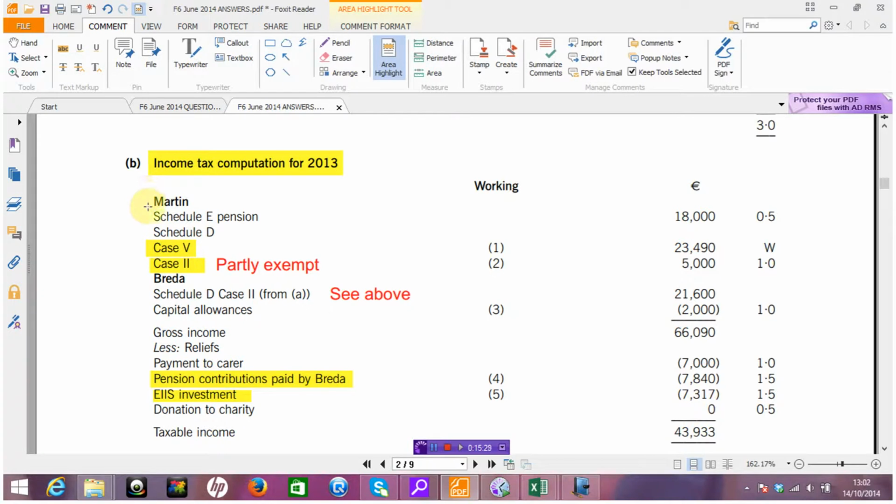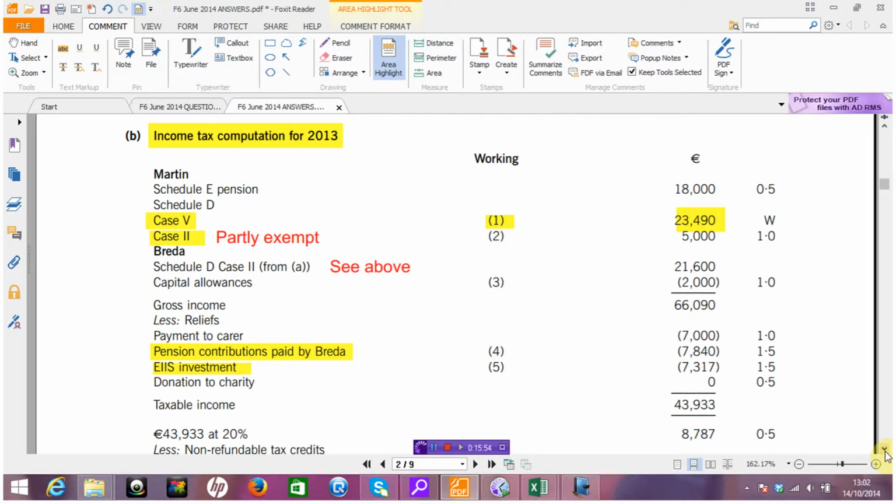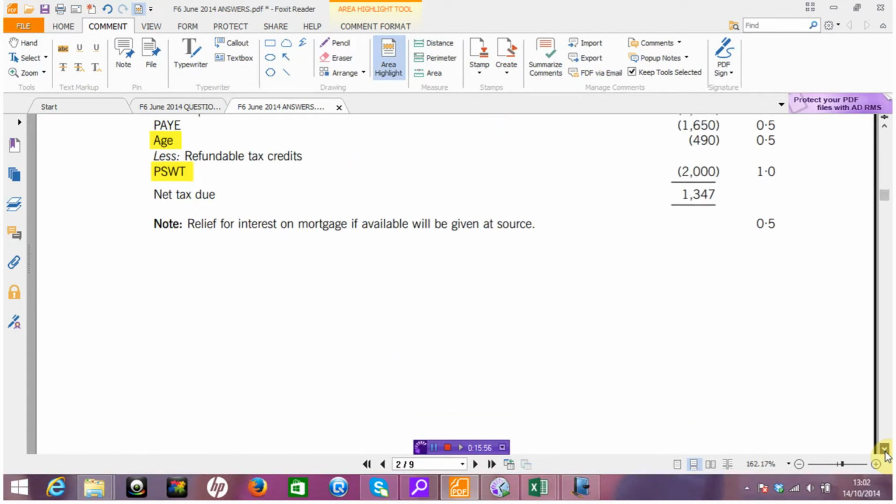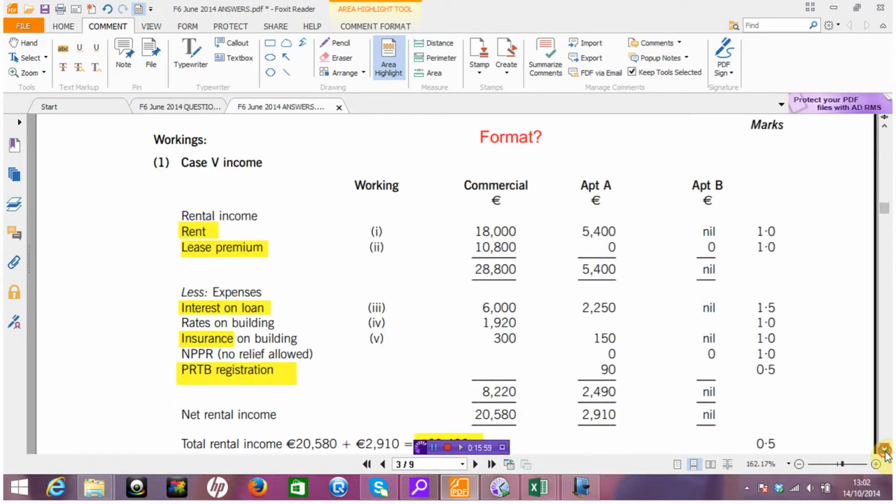Now you'll see from Martin, obviously we had Schedule E there, and that was just a straight slot in from the question. The Schedule D bit, in terms of the rental income and the Case 2 income, a little bit more complicated. We deal with the Case 5 first. We've got a working here, which I'll go down to in a moment. We see working number 1, and we've got a figure of 23,490. So you remember what we said earlier on, we had basically one property that was split into several parts.